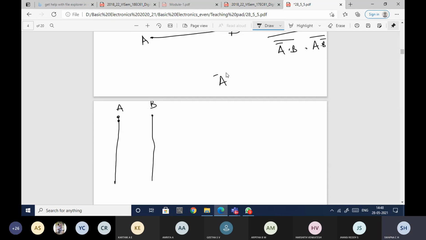How will I get A bar using a NAND gate? Ma'am, 2 connected to 1. So both inputs I have to connect to one NAND gate, so that the output of this will be A bar. Okay, instead of drawing it like this, I'll just tilt it. Tilt it in the sense, I'll just draw it in this way.